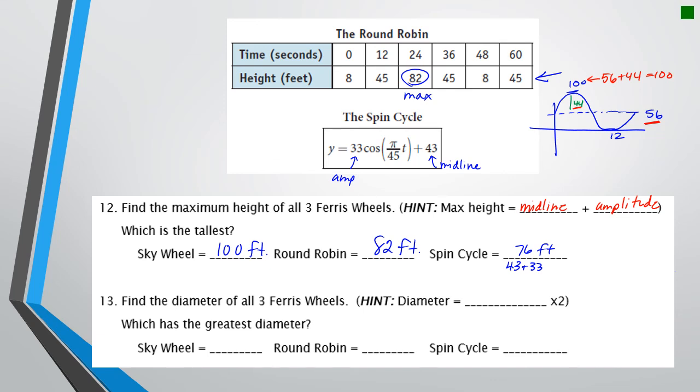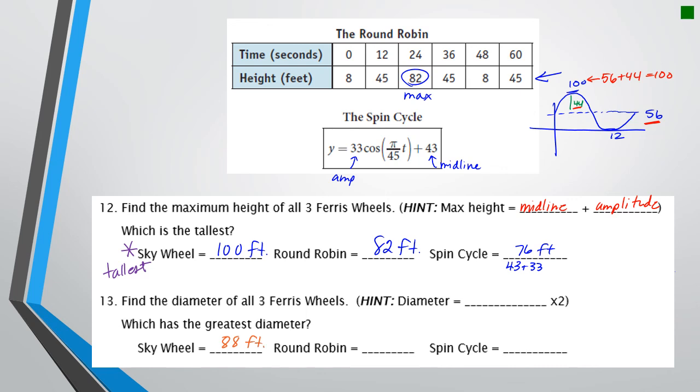Now it asks us which one is the tallest. So we're looking for the largest number. Of these three values, the Sky Wheel is the tallest because 100 is the largest number. Now the last question is asking us to find the diameter of all three Ferris wheels. Again, we know the answer for Sky Wheel. We were told at the very beginning that it's 88 feet.